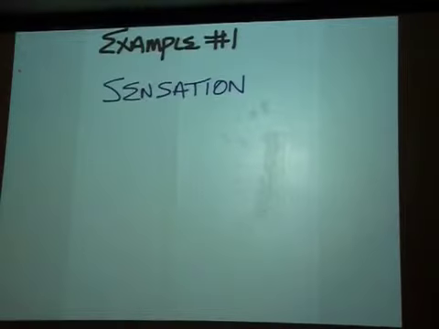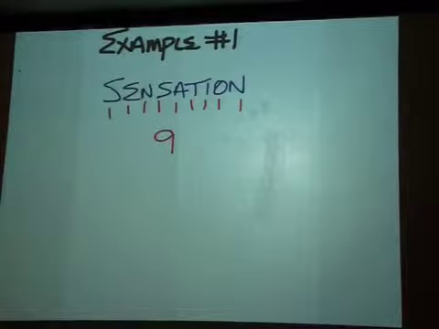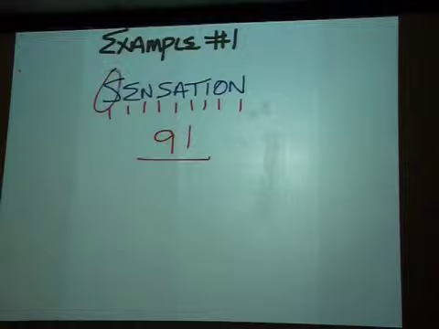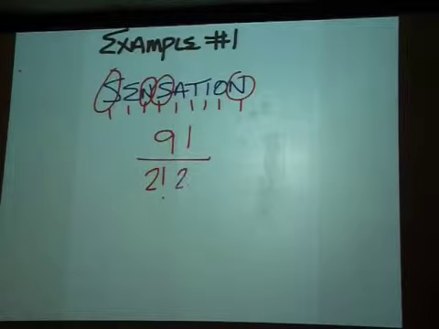Word sensation. We're going to rearrange these letters. How many ways can we rearrange these letters? So 1, 2, 3, 4, 5, 6, 7, 8, 9. 9 letters. So we start with 9 factorial, and we have 2 S's, so that's 2 factorial on the bottom. We have 2 N's, so that's another 2 factorial. Is there anything else that duplicates?